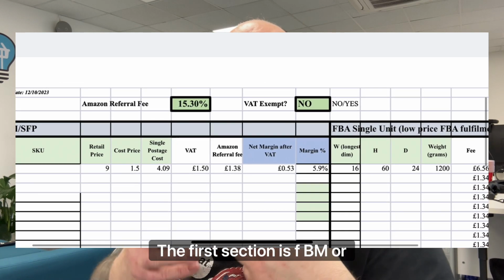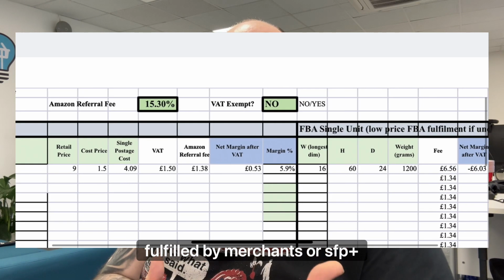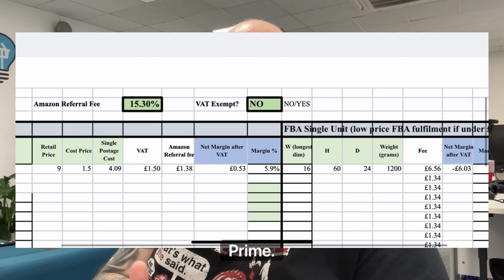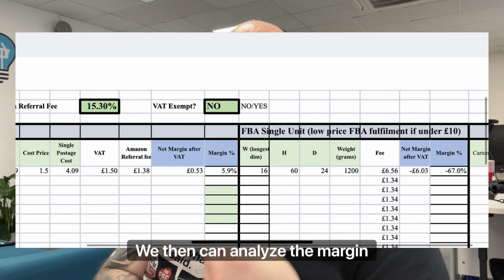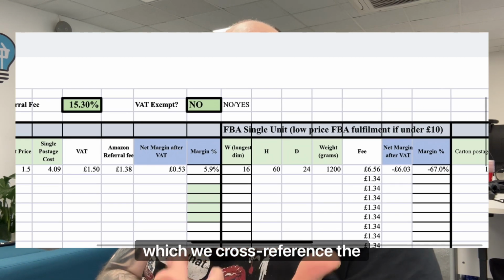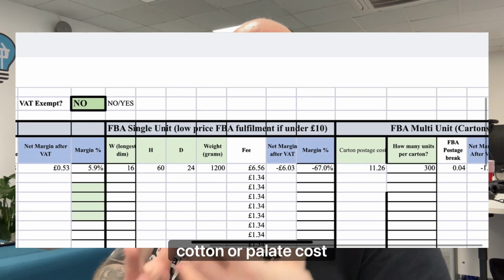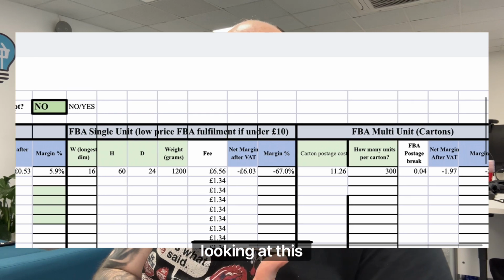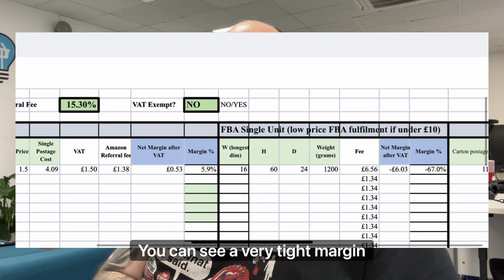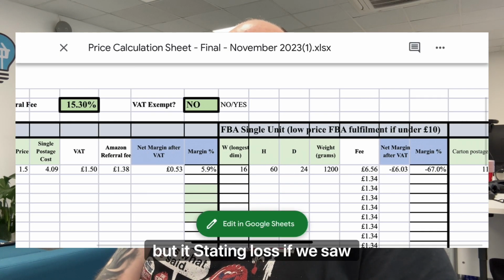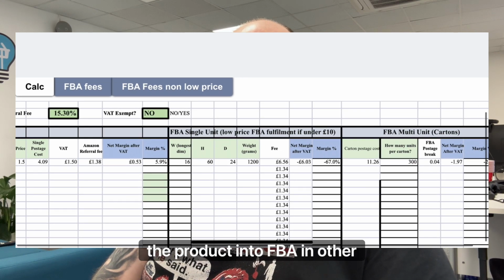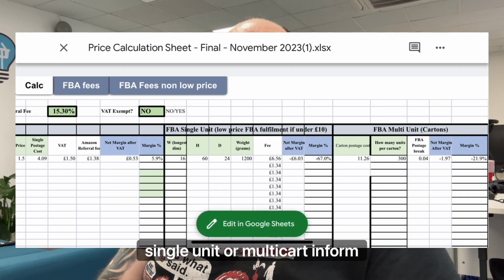The first section is FBM, or fulfilled by merchant, or SFP, seller fulfilled prime. We then can analyse the margin with the correct FBA fee, which we cross-reference in the transaction view, and we can break it down via carton or pallet cost. Looking at this example, you can see a very tight margin is created using FBM, but a devastating loss if we sold the product into FBA in either single unit or multi-carton form.